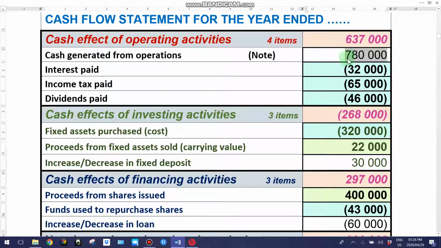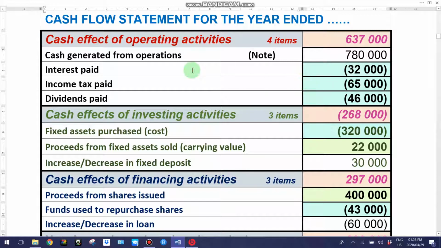When I don't use the brackets, it's an inflow of cash. That's why I've got the term here, generated. But now when it comes to interest paid, that means it's something to do with my CPJ. It's an outflow of cash, and all the outflow of cash on this entire cash flow statement, I would be using brackets to show that it is an outflow of cash.